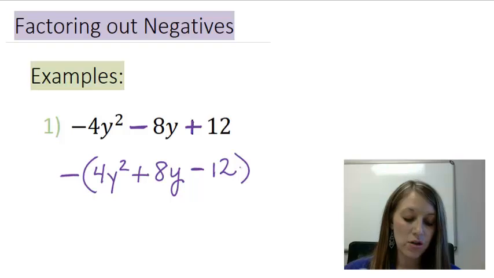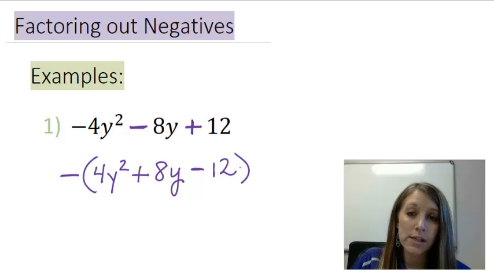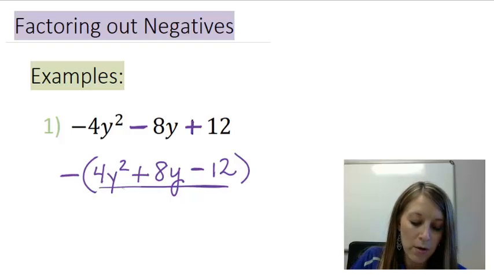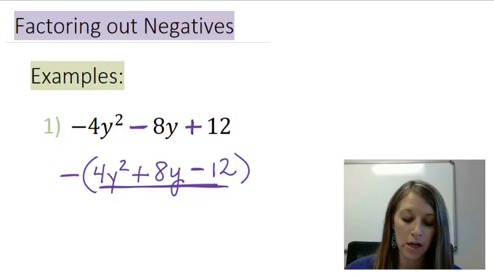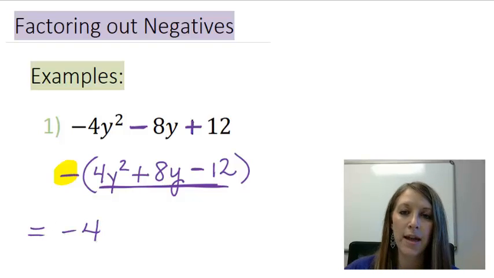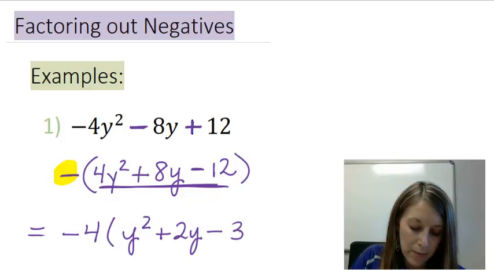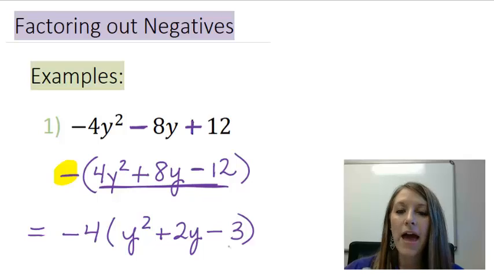Now notice here I factored the negative and I switched all my signs, but I forgot to do my official first rule. I should always look for common factors first. So once I'm looking at this set of parentheses here, I'm noticing that I have a common factor in there. So not only should I have factored out a negative, but I also should have factored out a 4. So let me redo this by factoring out a negative 4. That leaves me with y squared plus 2y minus 3.